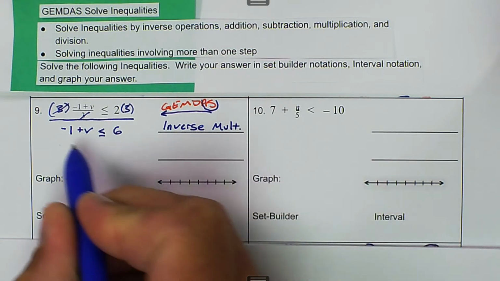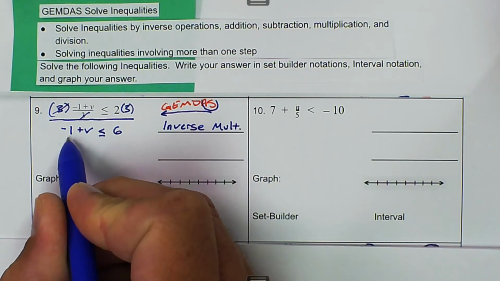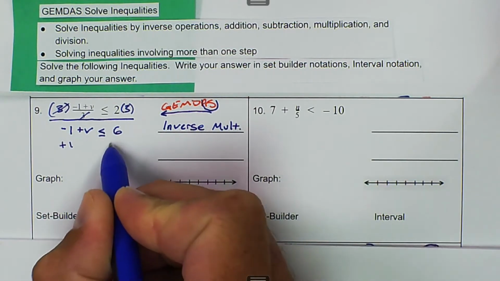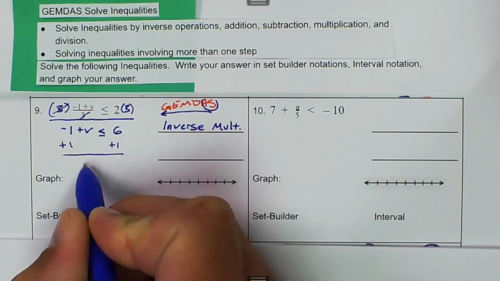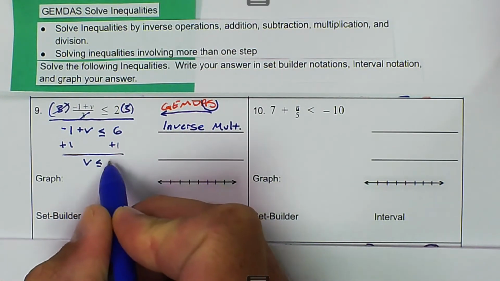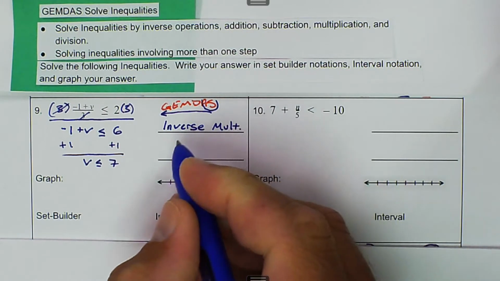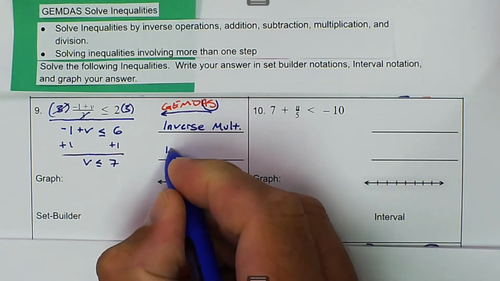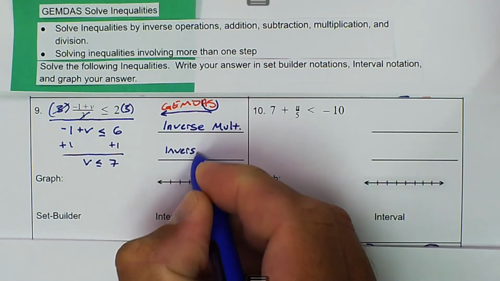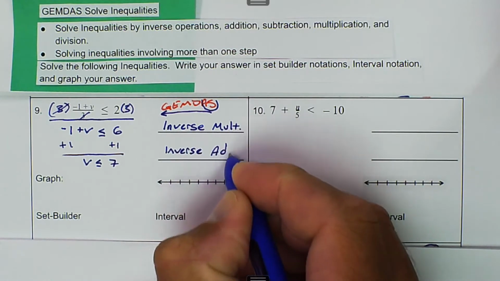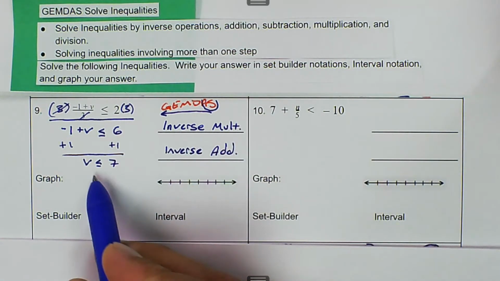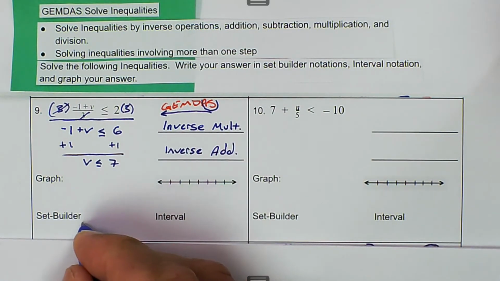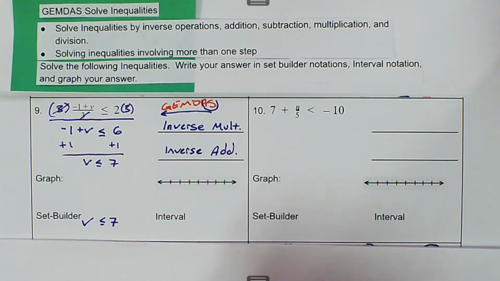And then in order to get the v by itself, we have a -1, so then we can add 1 to both sides. And then we get v is less than or equal to 7. And the reason that we were able to do that is inverse addition, or add. The variable is on the left side already, so I can write that down for set builder. So v is less than or equal to 7.